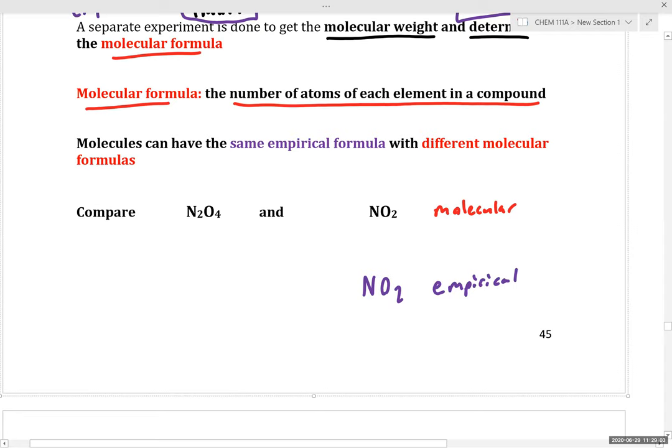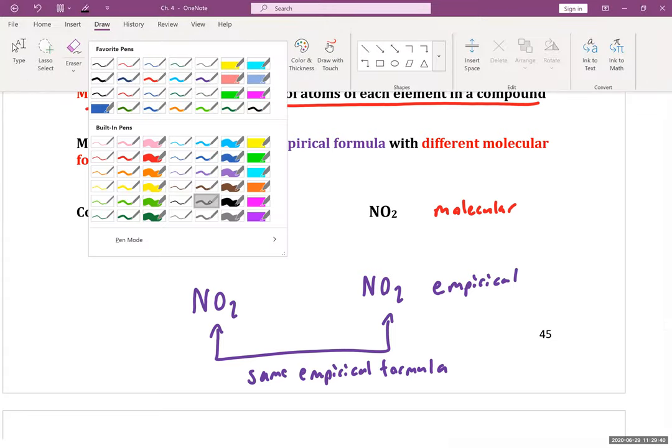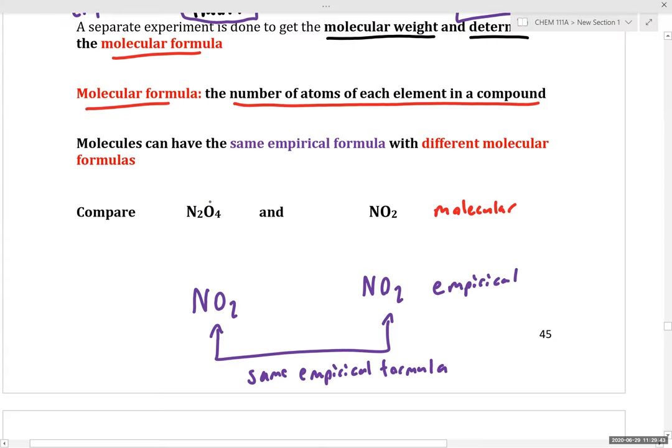If we have 2 nitrogens for every 4 oxygens, what's a simpler ratio we can write? Instead of 2 to 4, we can write it as 1 to 2, exactly right. So NO2 would be the empirical formula for N2O4. We notice that these two different compounds have the same empirical formula. So sometimes you'll need additional information to distinguish compounds based on just their empirical formula alone. You'll often need additional information in order to get the molecular formula.